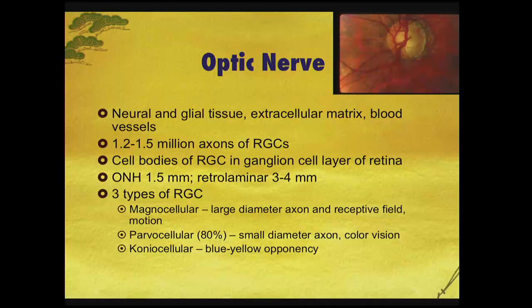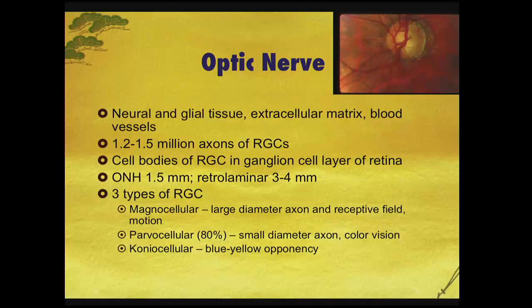There are 3 types of retinal ganglion cells. There are the magnocellular, which are large diameter axons with large receptive fields, and these are thought to detect motion. The parvocellular are the most abundant in the eye. These are small diameter and account for color vision. And then there's the koniocellular, which account for blue-yellow opponency. This last type is the type that's being tested with the blue on yellow visual field test that we'll talk about in a few slides.